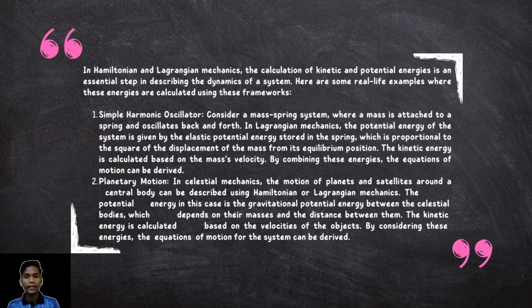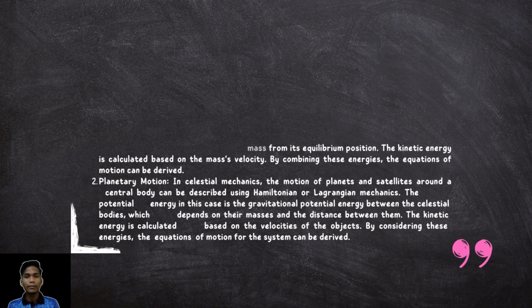Secondly, planetary motion. In celestial mechanics, the motion of planets and satellites around a central body can be described using Hamiltonian or Lagrangian mechanics. The potential energy in this case is the gravitational potential energy between celestial bodies, which depends on their masses and the distance between them. The kinetic energy is calculated based on the velocities of the objects. By considering these energies, the equations of motion for the system can be derived.